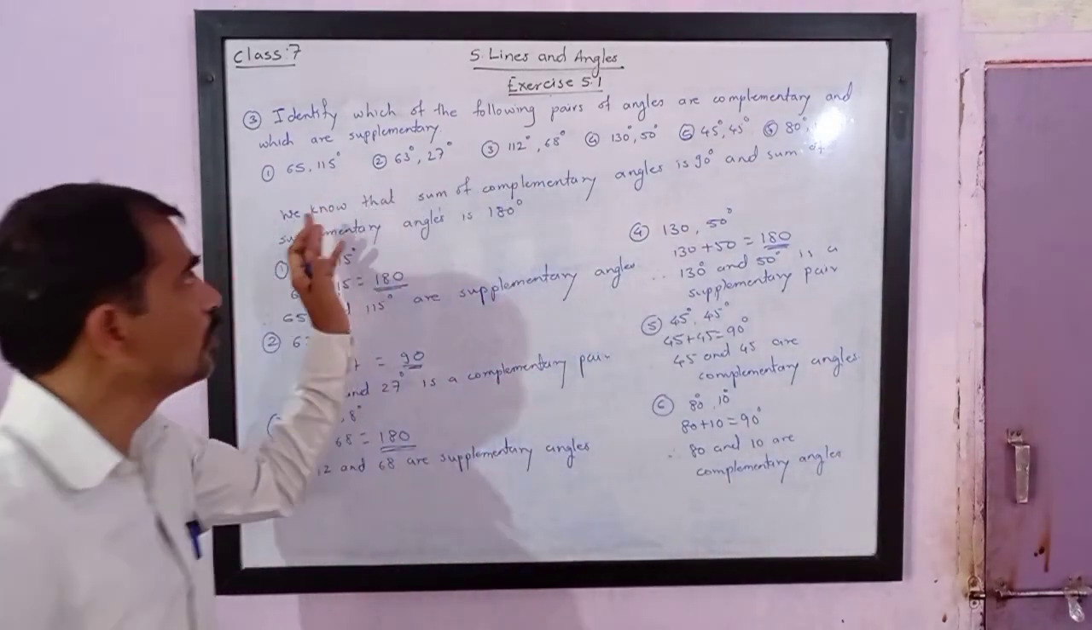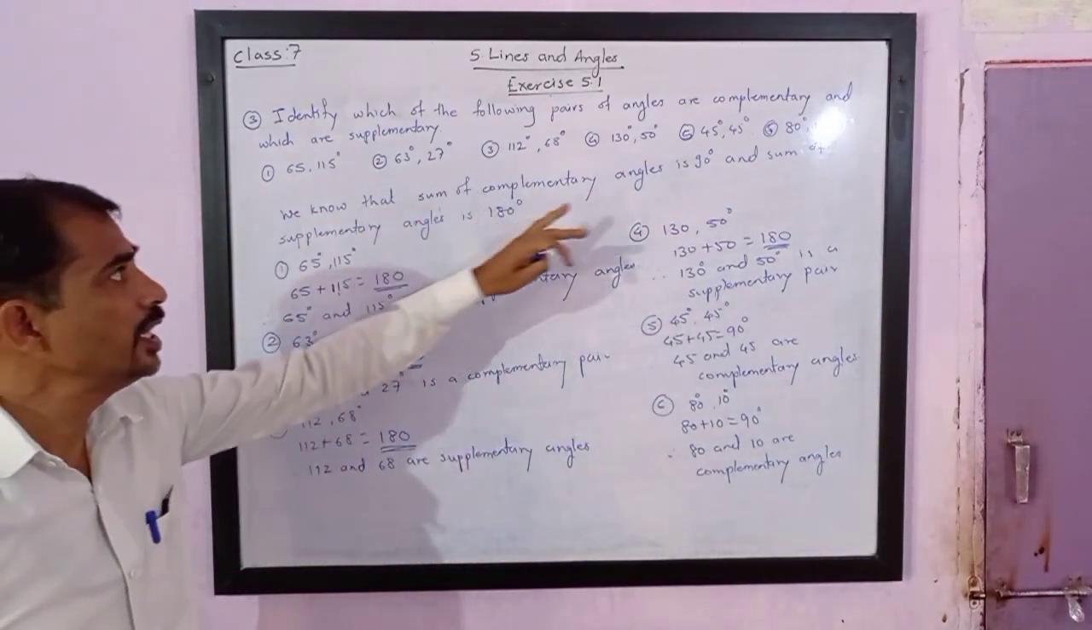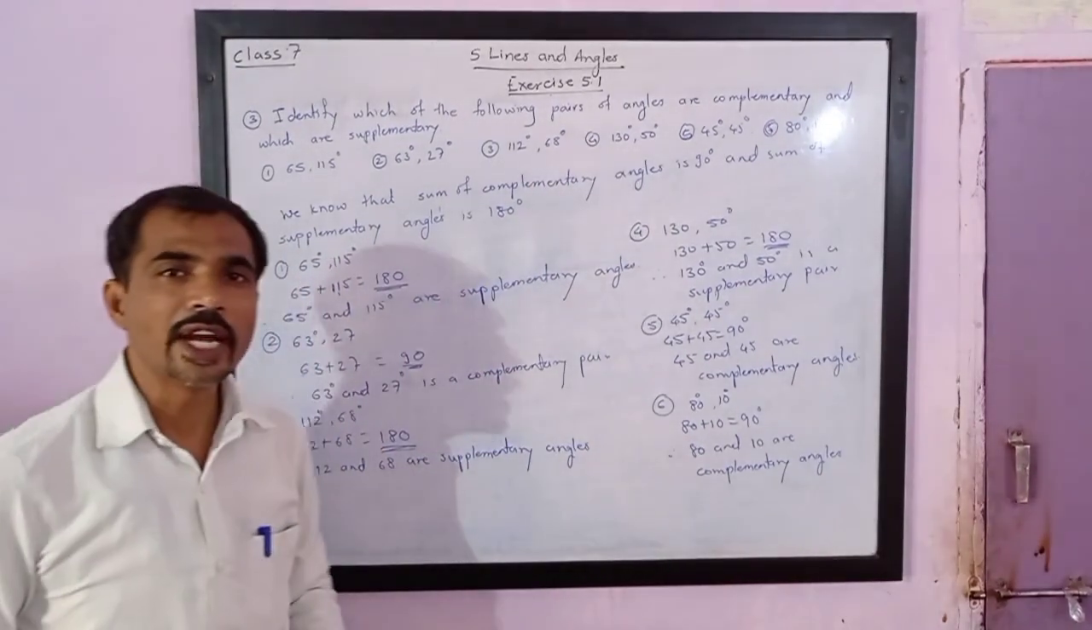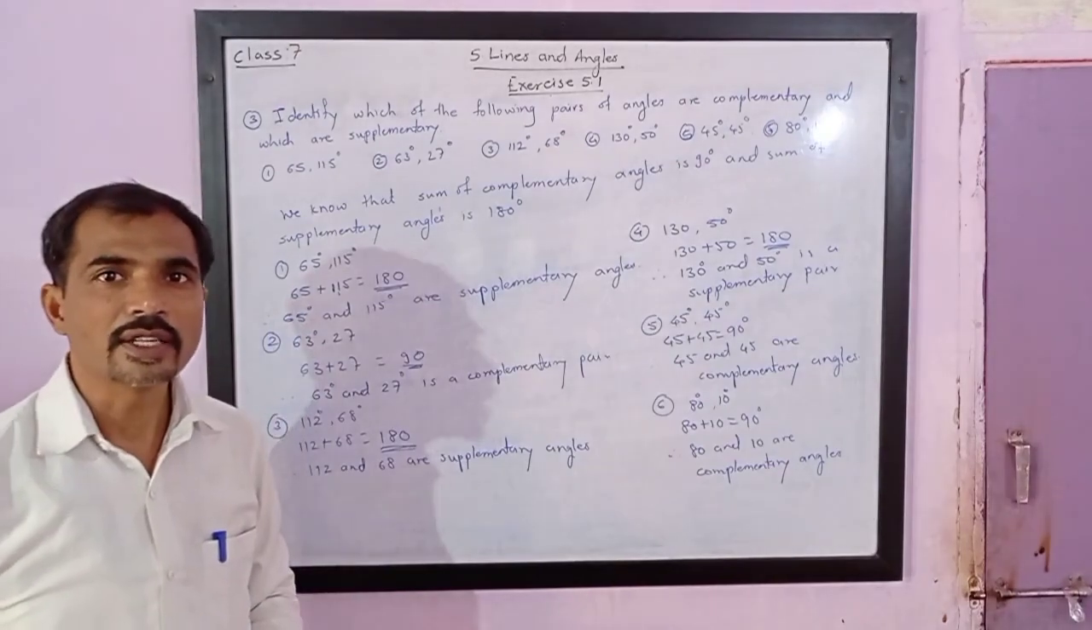Please always remember the rule. If the sum of two angles is 90 degrees, then the angles are complementary, and if the sum of two angles is 180 degrees, then those angles are supplementary.